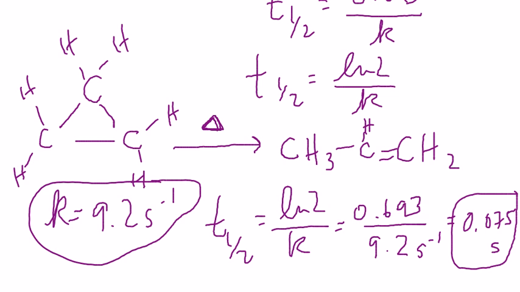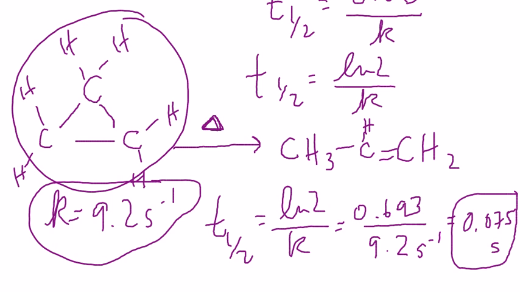So what this means is it takes 0.075 seconds for this given sample, however much you have, for half of it to degrade. And that is how you apply an integrated rate law that is first order for half-life.